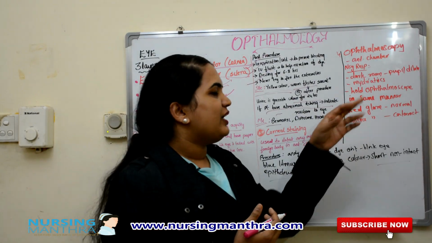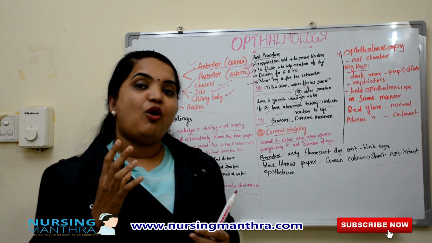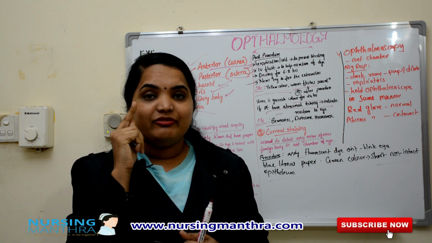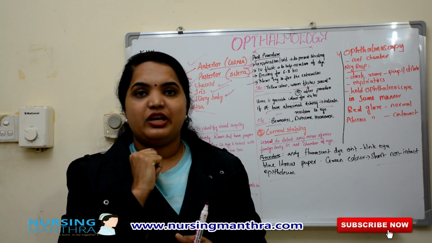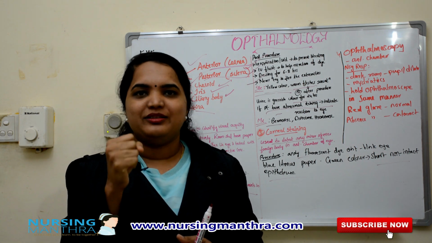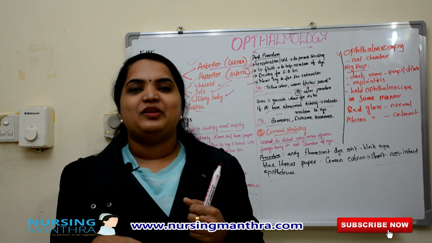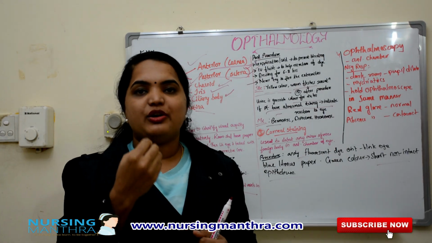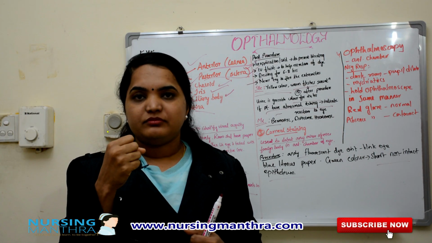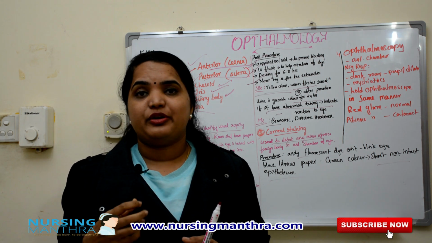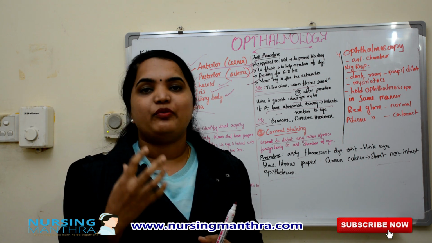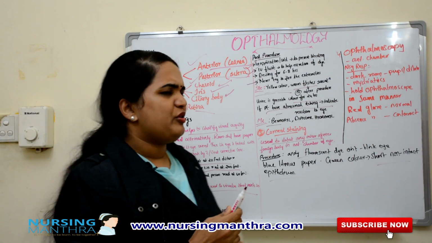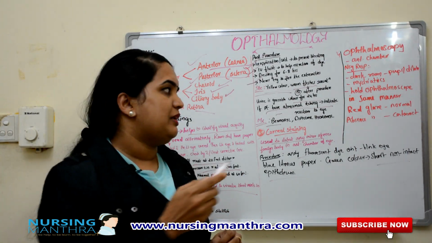So how do we have to hold the ophthalmoscope? If I want to see the left eye of the patient, I have to hold the ophthalmoscope in the left hand, and if I want to see the right eye of the patient, I want to hold it in the right hand. In the same manner we have to keep the ophthalmoscope. Okay, that is an important question, how to hold the ophthalmoscope.